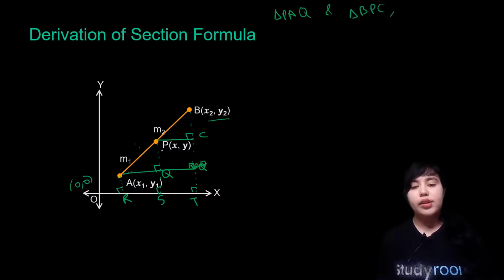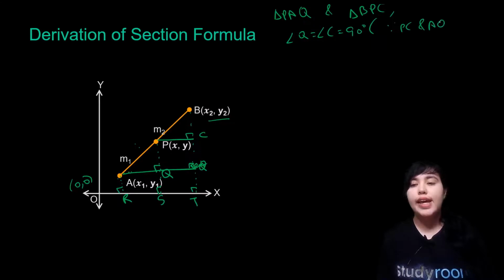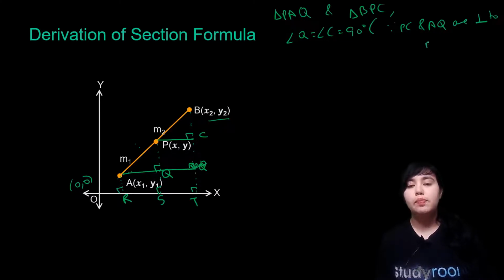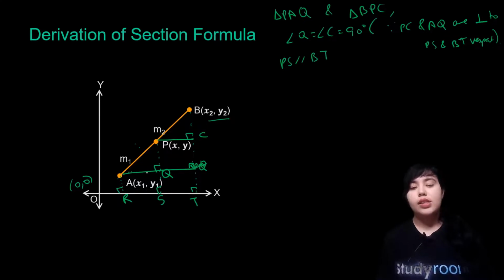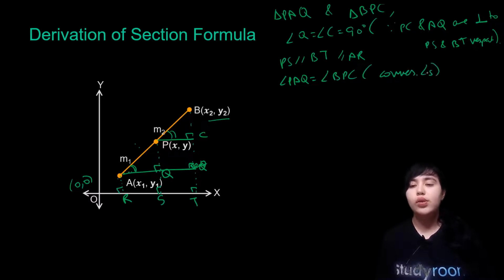Now here you know that angle Q and angle C are equal to 90 degrees, because PC and your AQ, if you can see, are perpendiculars to PS and BT respectively. Then further we can see that these are parallel lines. This PS is parallel to your BT, and it's even parallel to AR. They're all parallel and also parallel to the y-axis, so we can make use of properties of parallel lines, and then we can say that angle PAQ is equal to angle BPC. We can say that they are corresponding angles, so they are equal. This is a property of parallel lines.